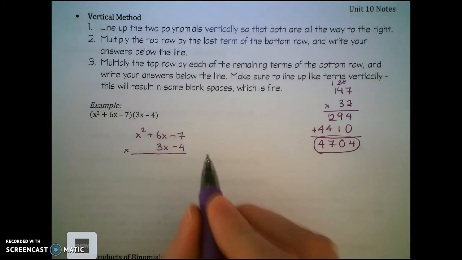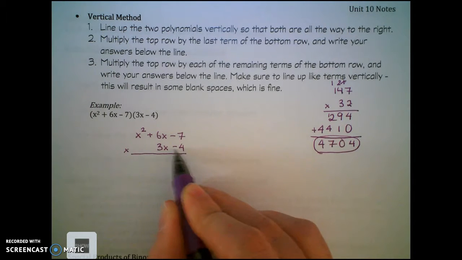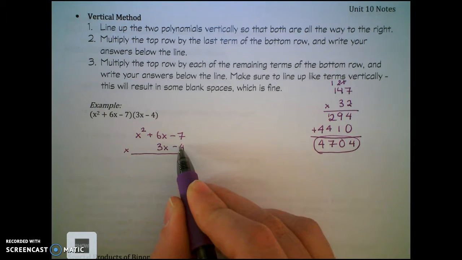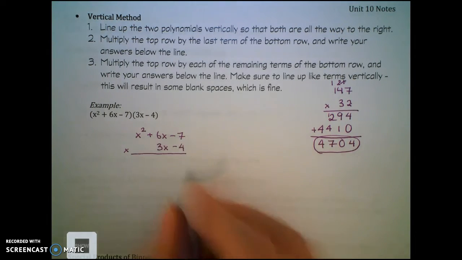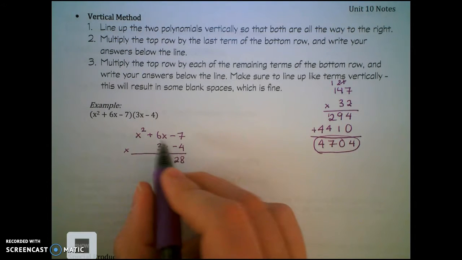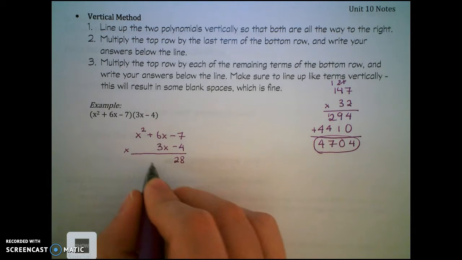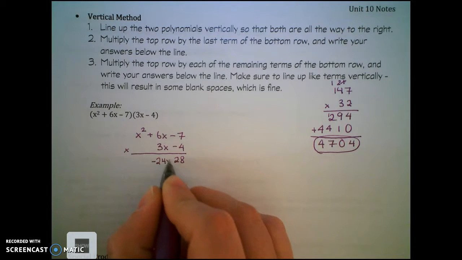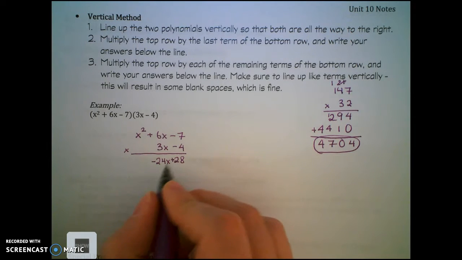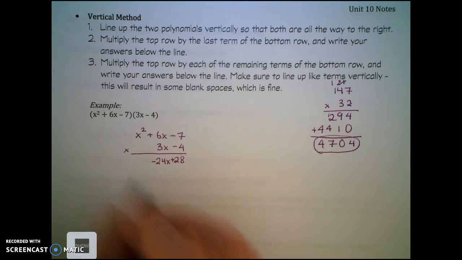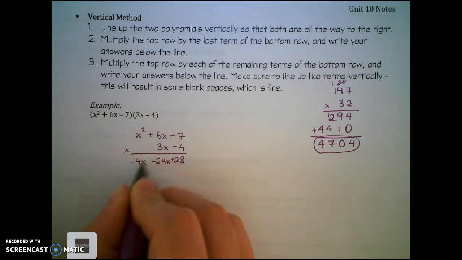So the first thing I'm going to do is look at this last term here, negative 4, and I'll multiply it times every term up here. So negative 4 times negative 7 gives me a positive 28. Negative 4 times 6x gives me a negative 24x, and this is plus 28 because that 28 is positive. Negative 4 times x squared gives me negative 4x squared.